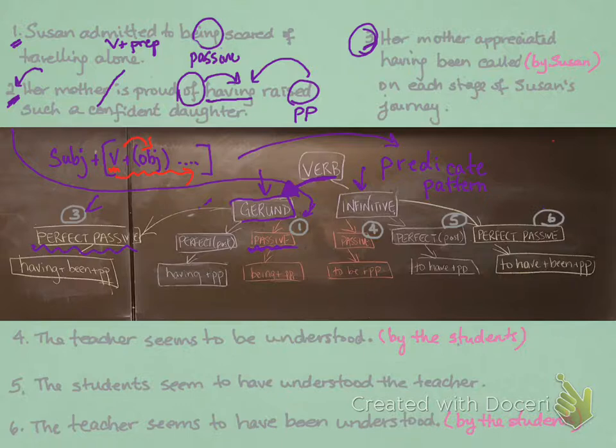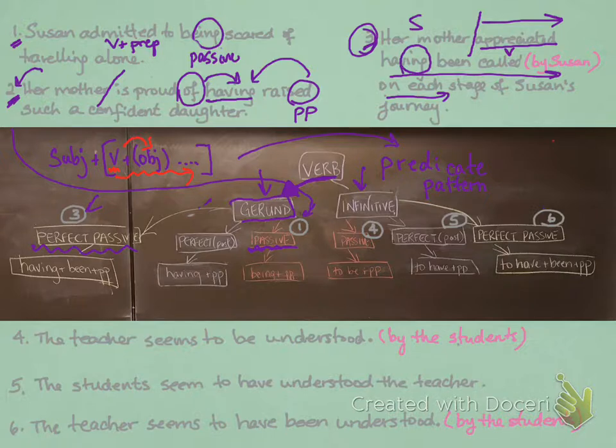Okay. So here we've got our verb. That's the subject. Everything after the subject is that predicate phrase. So all of this. The verb determines what's going to be in the predicate phrase. So appreciated is followed by a gerund. We're giving an example here of the perfect passive gerund.